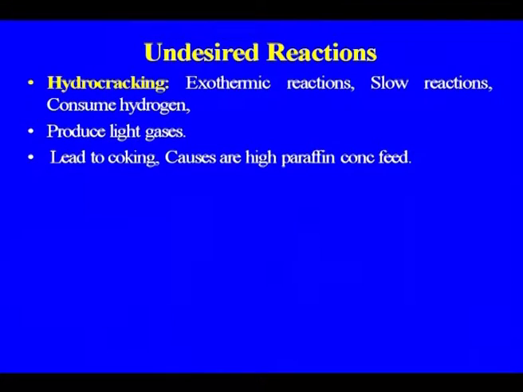Hydrocracking is an exothermic, slow reaction that consumes hydrogen and produces light gases. We will be losing reformate, and our interest is not in the lighter products; our interest is in more reformate, which will be used as gasoline or for the aromatic plant. Producing light gases leads to coking and causes high paraffin concentration. This is the cause, because with more paraffins the chances of coke formation are higher.